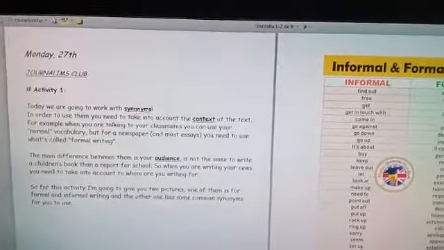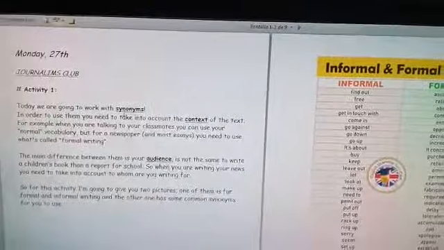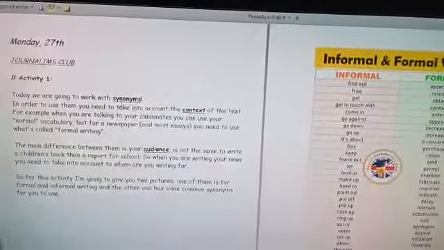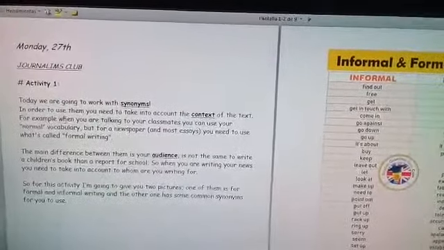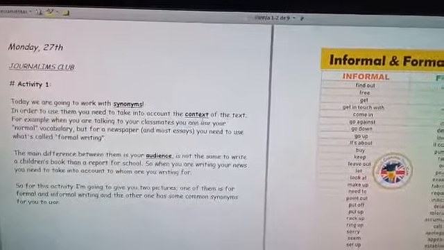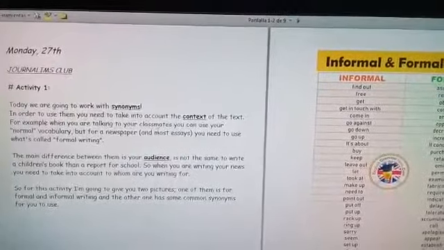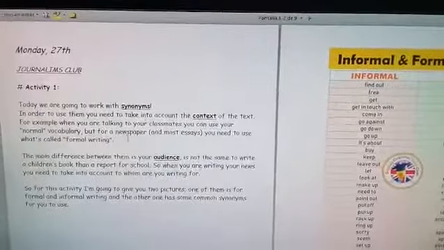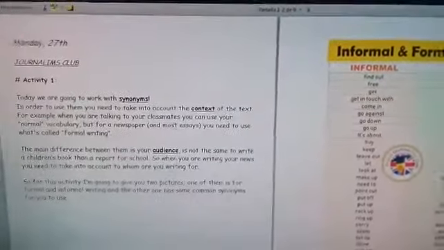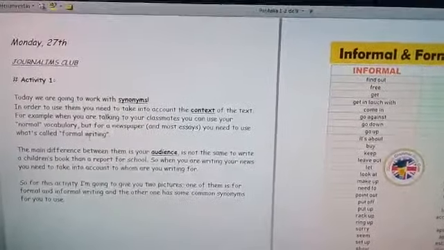If you know what a synonym is, a word that replaces another one with a similar meaning. In order to use them, you need to take into account the context of the text. For example, when you're talking to your classmates, you can use your normal vocabulary, but for a newspaper and most essays, you need to use what's called formal writing.